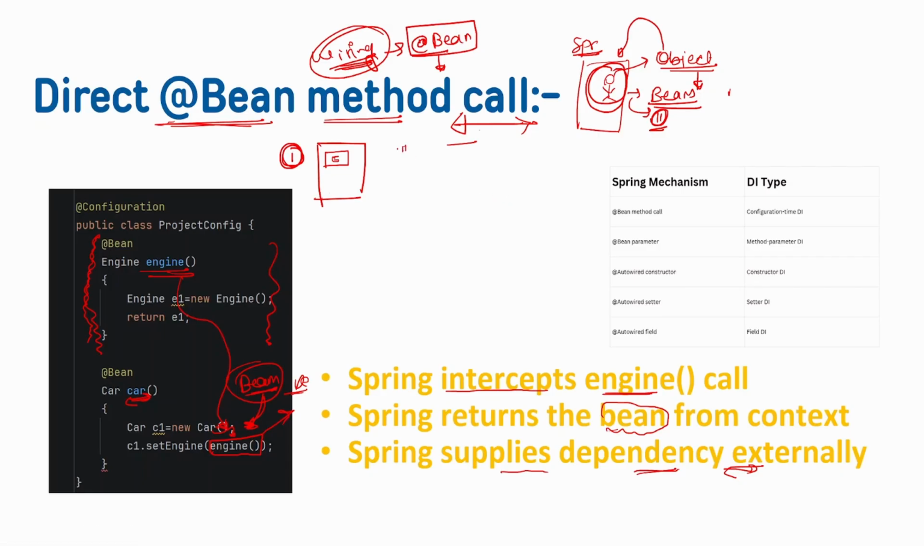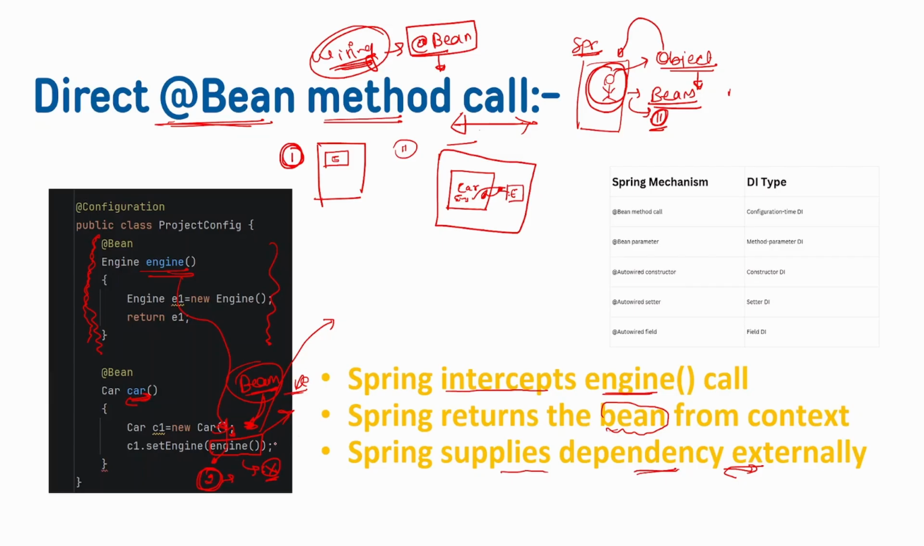In the second step, the car bean is created, and here is the engine. When we call the engine, this engine is injected into the car as a dependency. So it has an engine field, and this engine field gets set here. Now the engine is injected into the car. Now you will be wondering, when we call the engine method, do two instances of the engine exist in the Spring context? The answer is no.